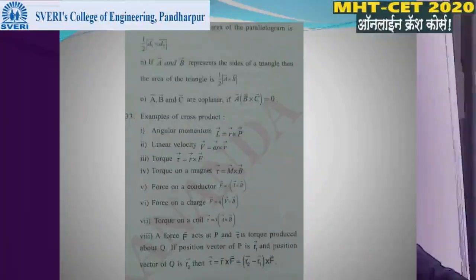Examples of the cross product: angular momentum L bar is equal to R bar cross P bar. Torque tau bar is equal to R bar cross F bar. Or force on a charge F bar is equal to Q into V bar cross B bar. So this synopsis is very important. Just in the last 3 or 4 slides you can study the whole scalar and vector chapter.